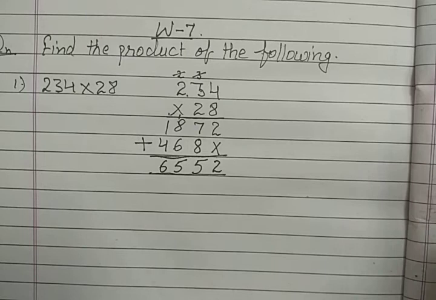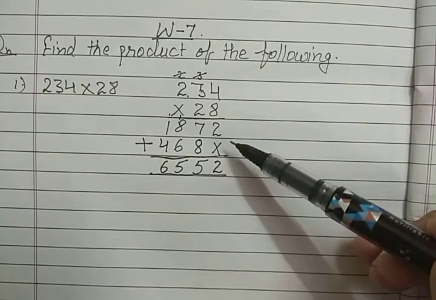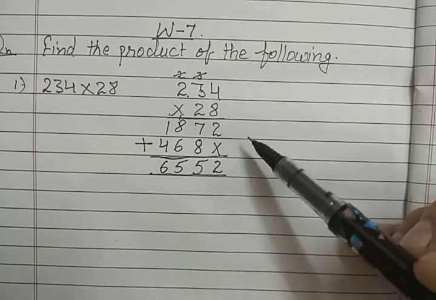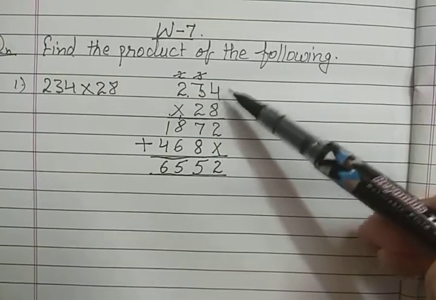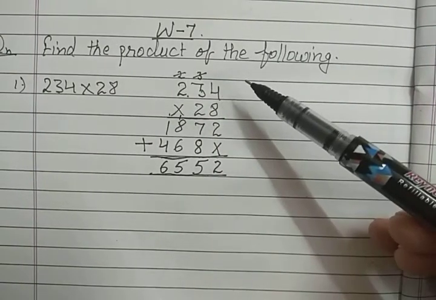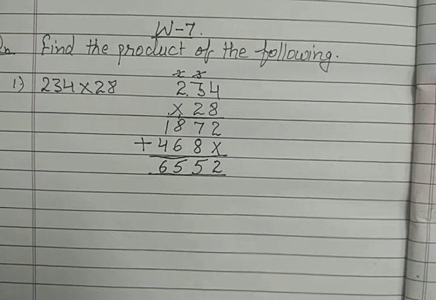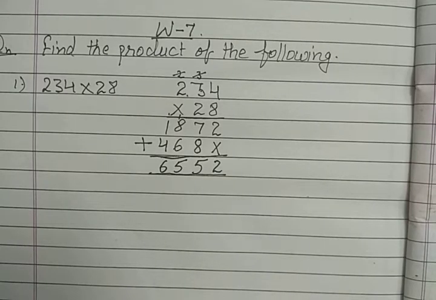So here it is the same as we have done in the previous worksheet. The only thing is that here we have a 3-digit number. Otherwise, it is the same. Let us take some more examples.